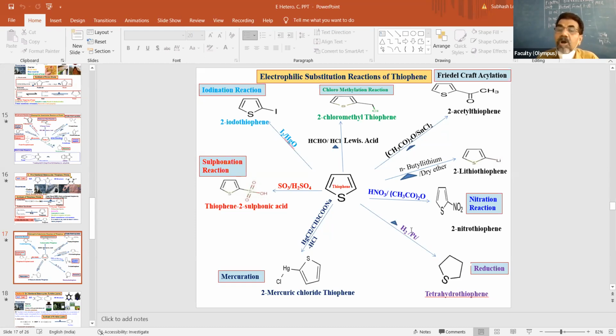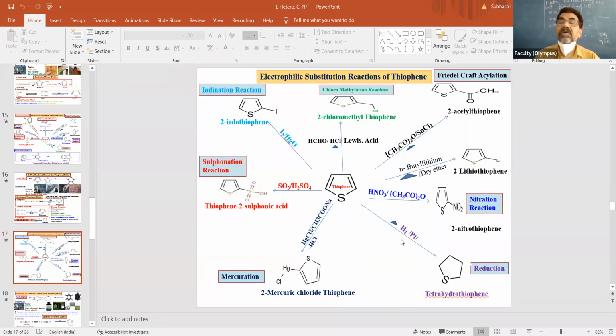Then reduction is common, which can be a hydrogenation reaction, with platinum or palladium or nickel catalyst. We obtain the tetrahydrothiophene. Means all double bonds will convert into single bonds. Means sulfur with CH2 units. So that is C4H8S, that type of structure. The ring is obtained. That is called tetrahydrothiophene.